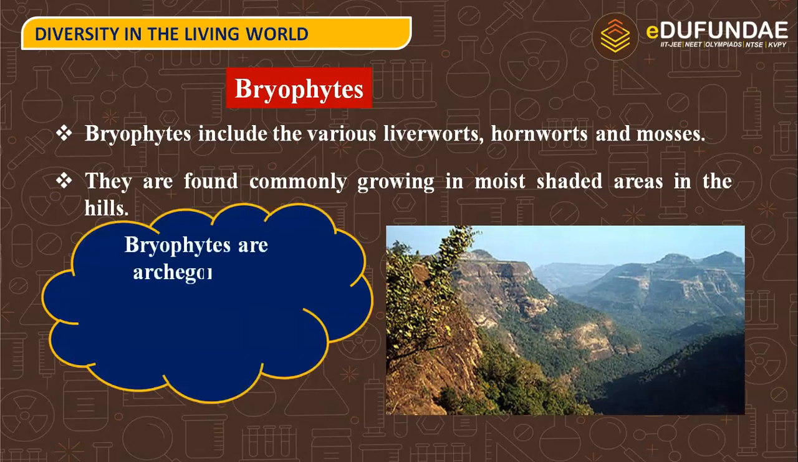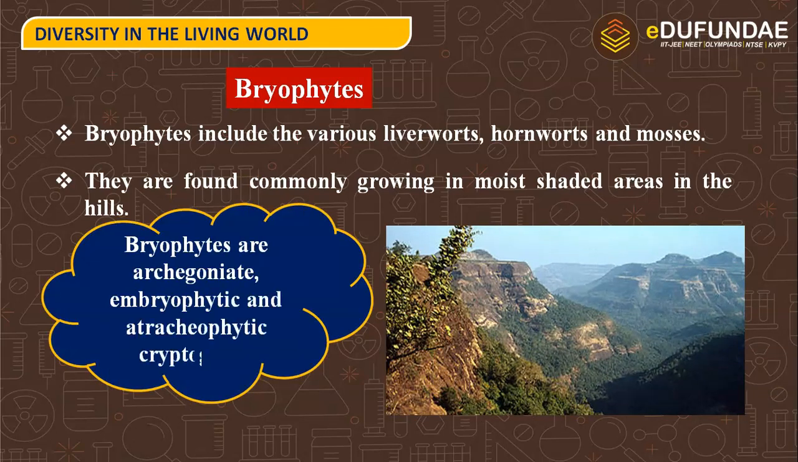So while we are talking about bryophytes, these are the organisms that are archegoniate, they are embryophytic and atracheophytic cryptogams. Archegoniate means that the female sex organ is called archegonia, and this archegonia is a multicellular flask shaped structure and it produces a single egg at a time.